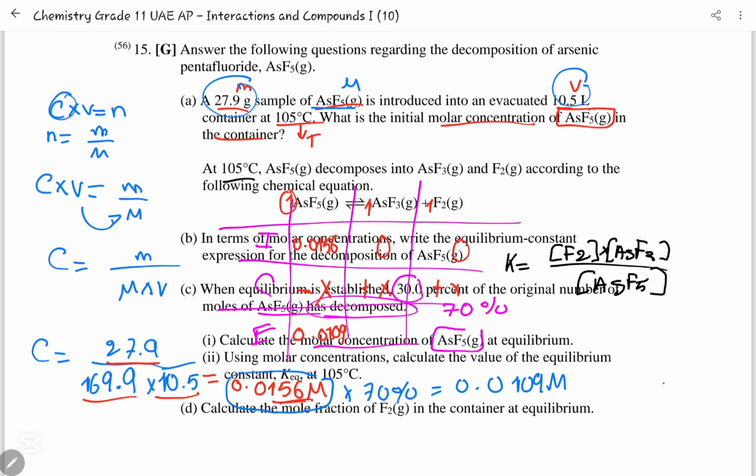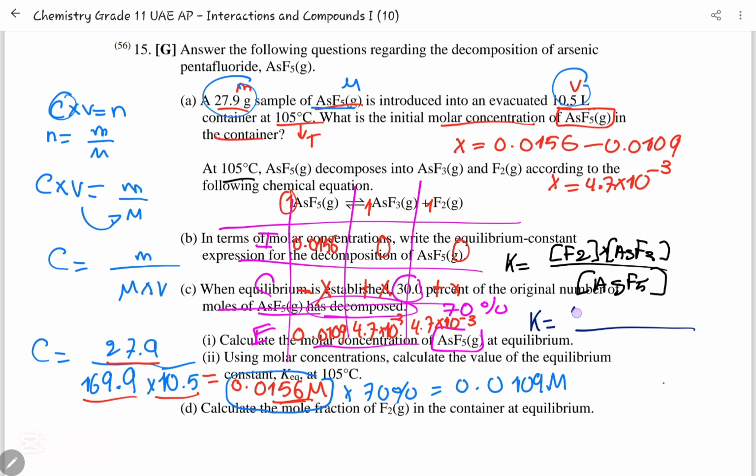So we can find the value of x. x is equal to 0.0156 minus 0.0109. I got the value of x to be 4.7 times 10 to the power of minus 3, and 4.7 times 10 to the power of minus 3 for each product. Now what do they want? They want the value of the equilibrium constant K. So I'll just substitute. K is equal to 4.7 times 10 to the power of minus 3 times 4.7 times 10 to the power of minus 3, so I just squared it, divided by the concentration of AsF5, which is 0.0109.